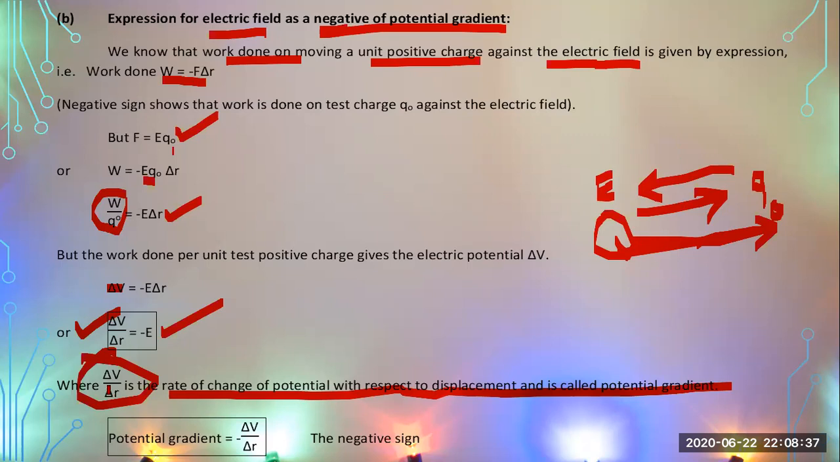So this is the concept. When you are moving away from the charge particle, of course you see the electric field strength is decreasing. So here it is del V over del R. This is the rate of change of potential with respect to displacement. This one is called the potential gradient, and the formula to write the potential gradient is del V over del R.